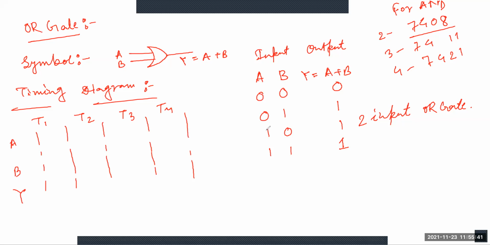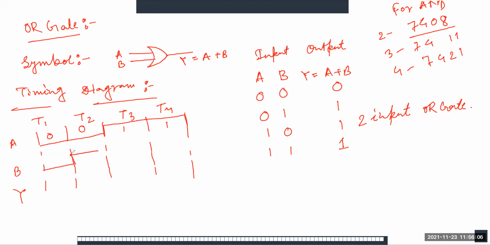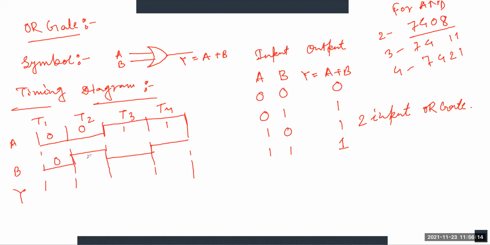Okay, so now the timing diagram. A means 0 0 1 1, so this is 0, this is again 0, then 1 and 1. So this is 0 0 1 1. The next one is B. Under B, this is 0 1 0 1, so this is 0, 1, 0 and 1. And the output is 0 1 1.